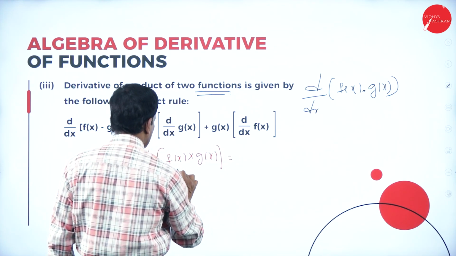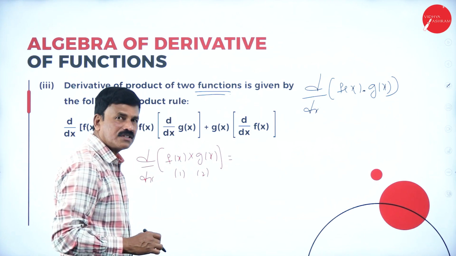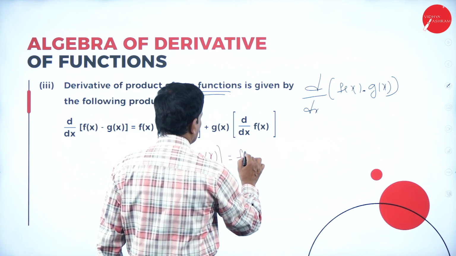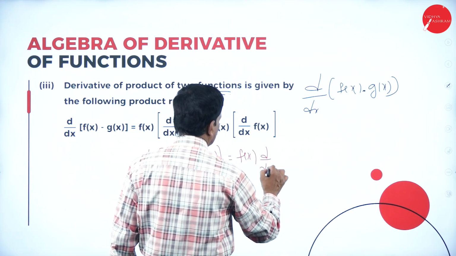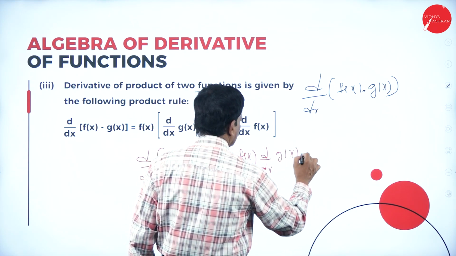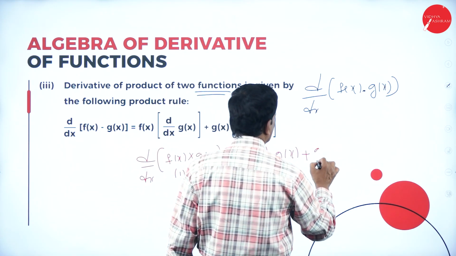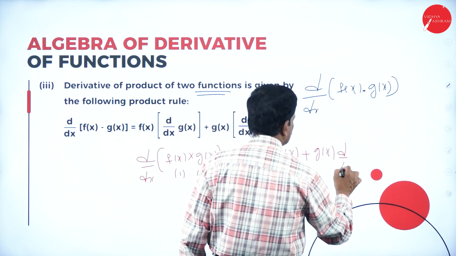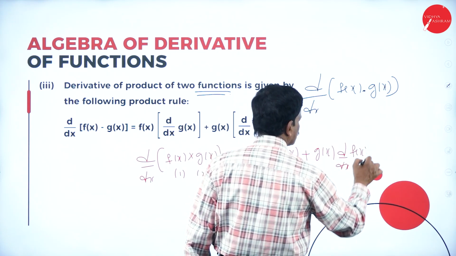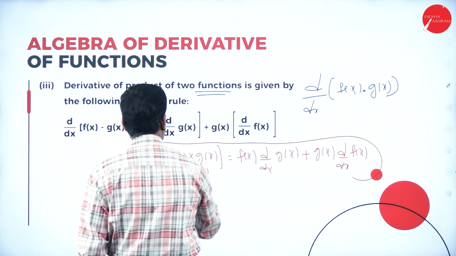So, this is the first function and the second function. First function constant, f of x into d by dx of g of x, the second function, plus second function constant, g of x into d by dx of the first function. Right, this is called the product rule.